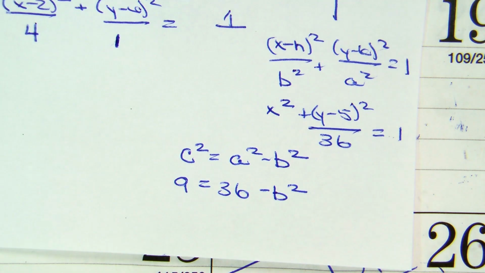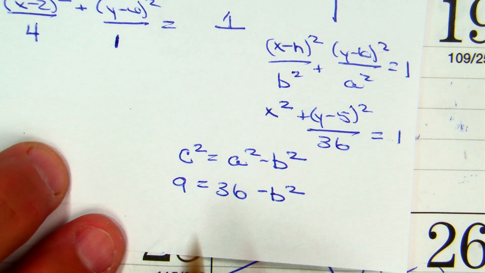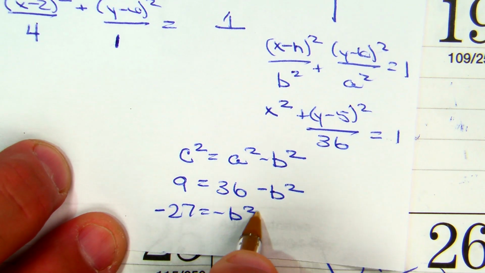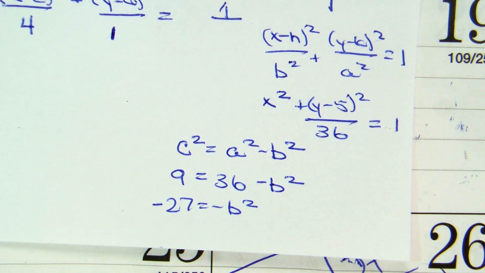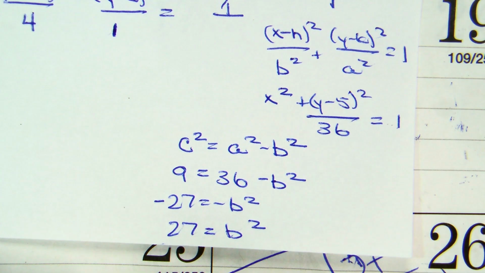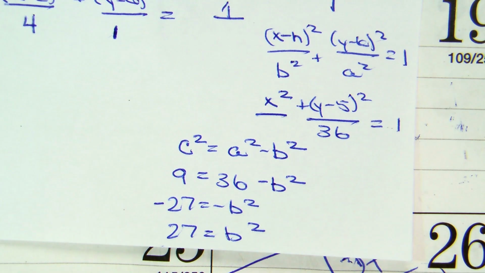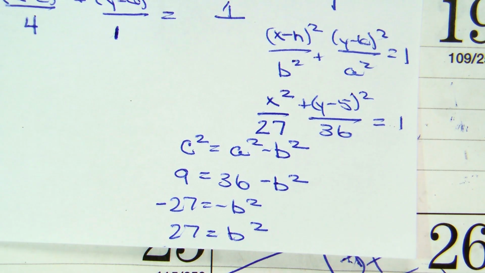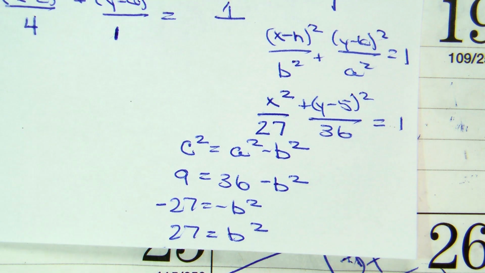You then solve not for b. You don't need b. You need what? b². How do you get rid of the positive 36? And you get negative 27 equals negative b². How do you get rid of a negative? You switch your signs, and b² is what? 27. So what am I going to put underneath the x²? 27. Seem good? Okay, you're going to work on the 2 above it, please.